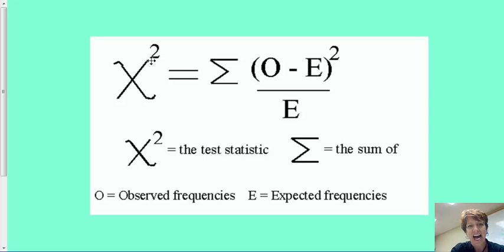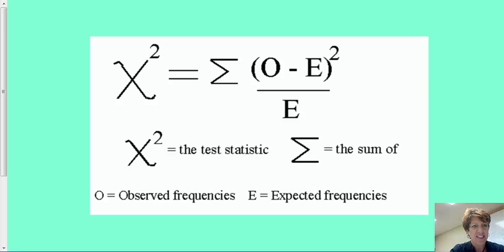So here's chi squared. The letter x is chi, and it is squared, and it equals sigma, which is the sum of O minus E squared over E. O just means what did you observe? E means what did you expect? So the difference between what you got and what you thought you would get, and you square it, and then you divide that by what you expected, and you take the sum of each of the different sets of data that you have.